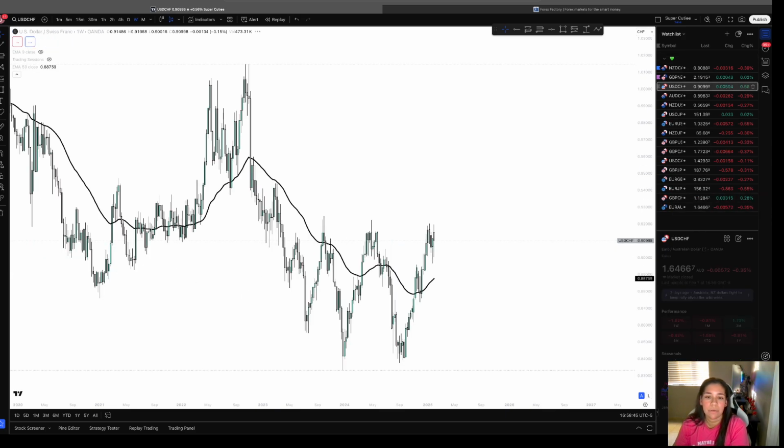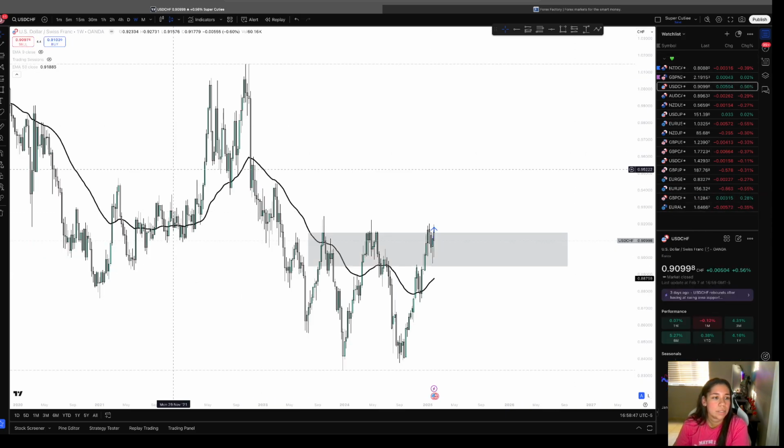Okay, USD chef. All right, so let's erase that drawing. Okay, so we're here at the weekly time frame. Not really much happening before. When I did this already, it came back down. So we don't know if it's gonna break these highs right here or if it's gonna come back down. So we have no idea what that's going to do. So we're gonna wait. I don't really like it too much.